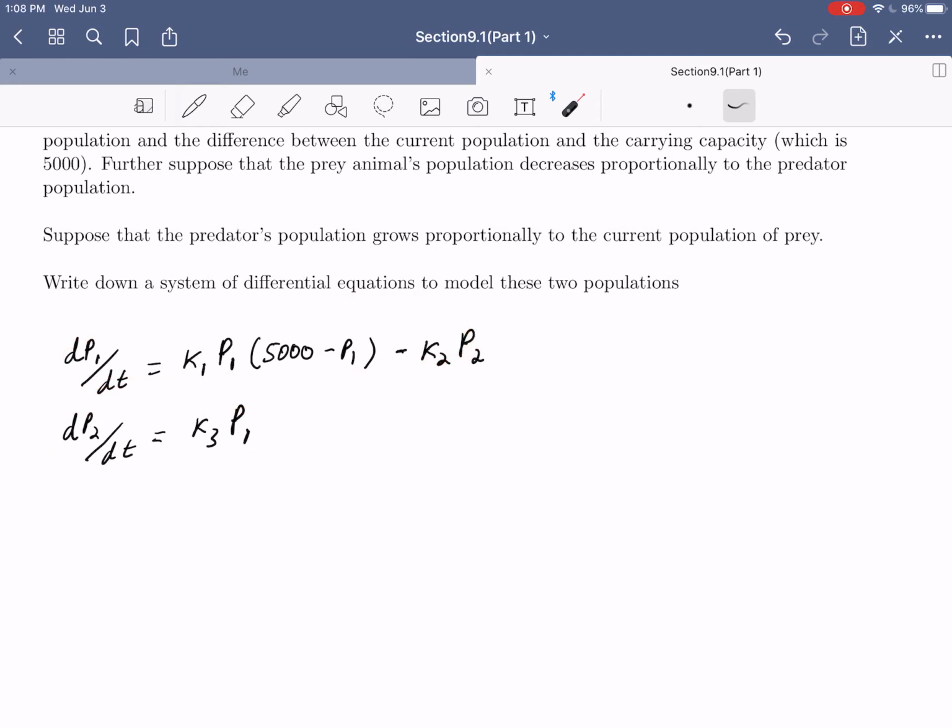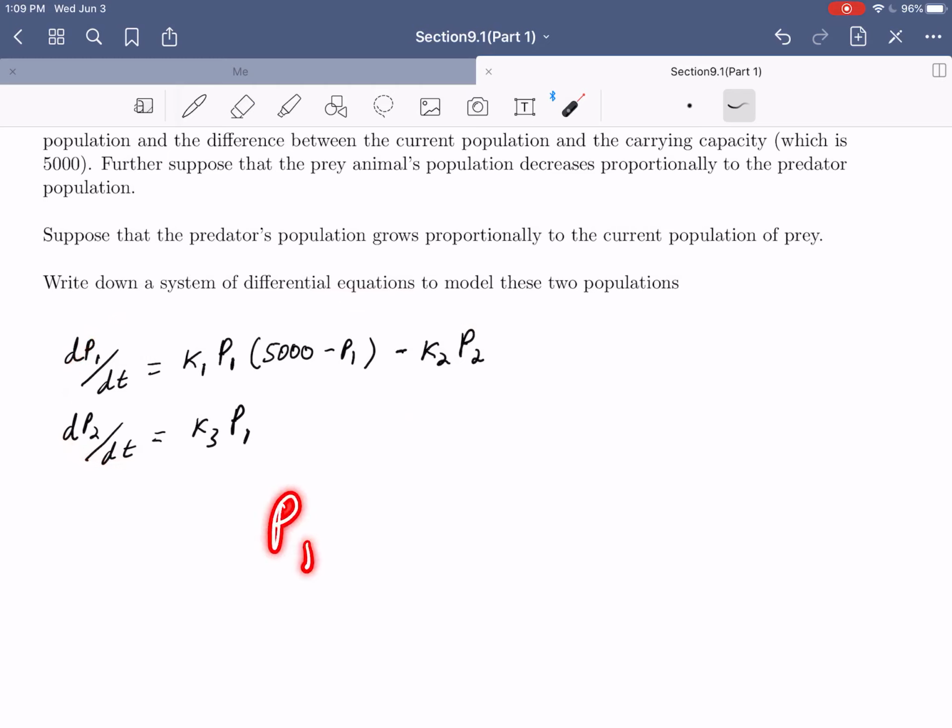Now, this is a pretty simple system of differential equations, but it actually would not be a linear system. Because if you actually expand this out, you would get a P1 squared. So you'd have a function of a dependent variable. So this would actually be an example of a system of non-linear differential equations. And you can imagine that the behaviors of this could be pretty complex.